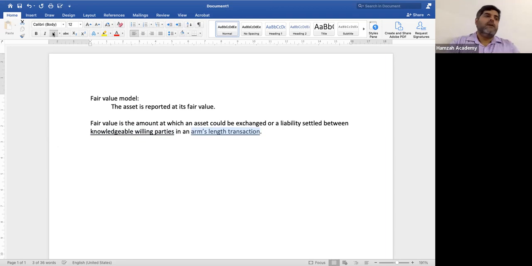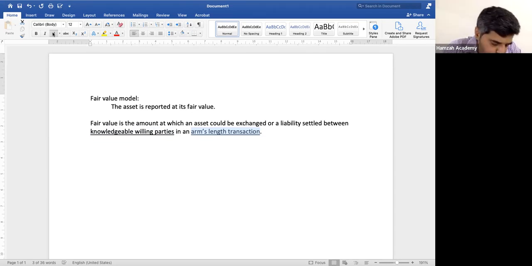Now, it's not necessary for fair value to be the market value. In normal circumstances, we might say, okay, fine, the market value is basically the fair value. But this is not actually true in almost all cases. I mean, there is going to be a bit of a difference between the fair value and the market value.